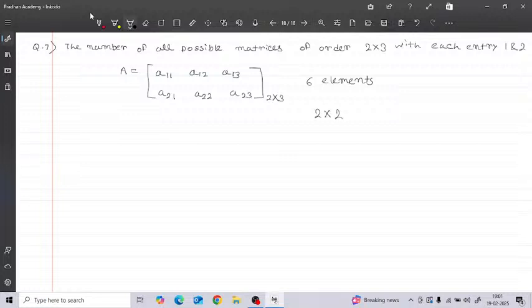Similarly for the second element also two choices, third element also two, similarly for fourth, fifth and sixth also. Because for each place we have only two choices, either one or two. So we multiply those and get 2 to the power 6, that is nothing but 64. So we have a total of 64 matrices of 2 cross 3 order with each entry 1 or 2. That's a very important and interesting question, because it is using permutation and combination logic also.